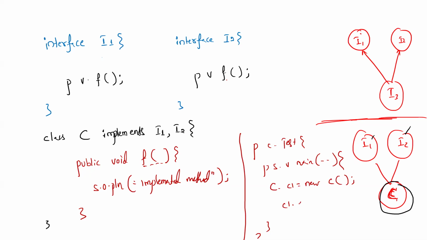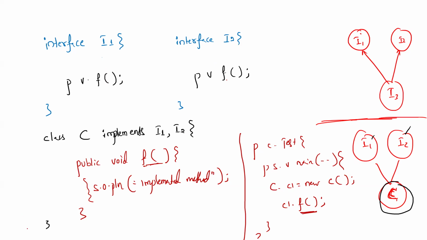Then C1 dot function calls with signature. Now when we are calling this function F, is there any problem of implementation is changed from I1 to class C or I2 to class C? No. The implementation, or the code, will be executed directly from the class C function F only, but nothing from I1, nothing from I2 also.